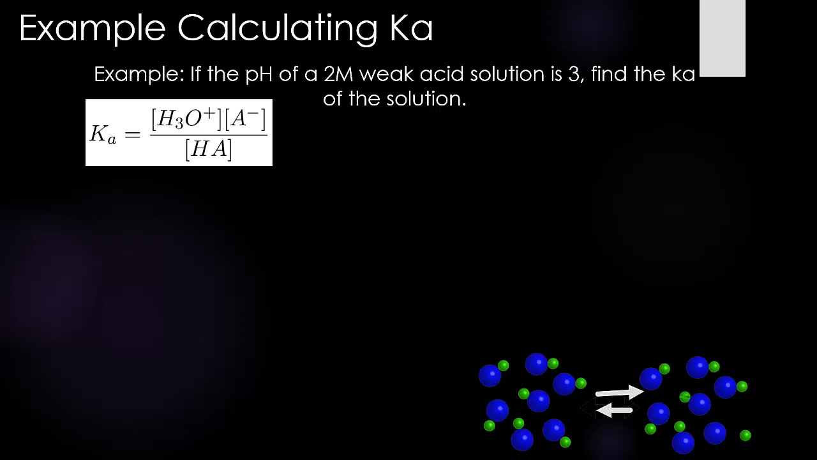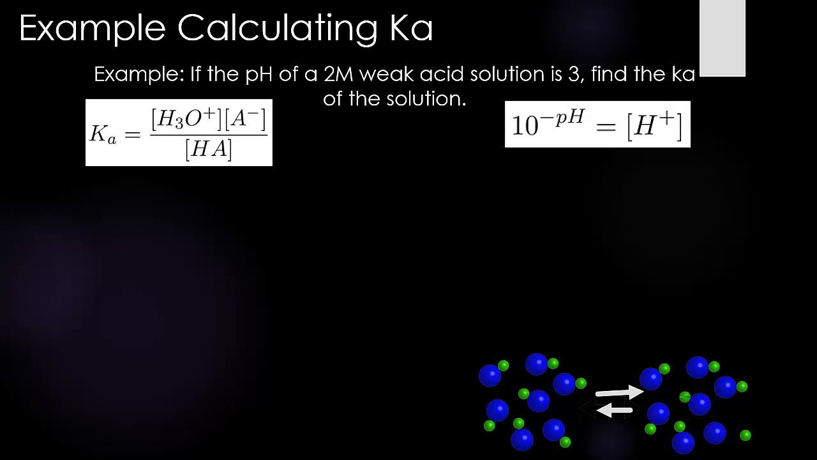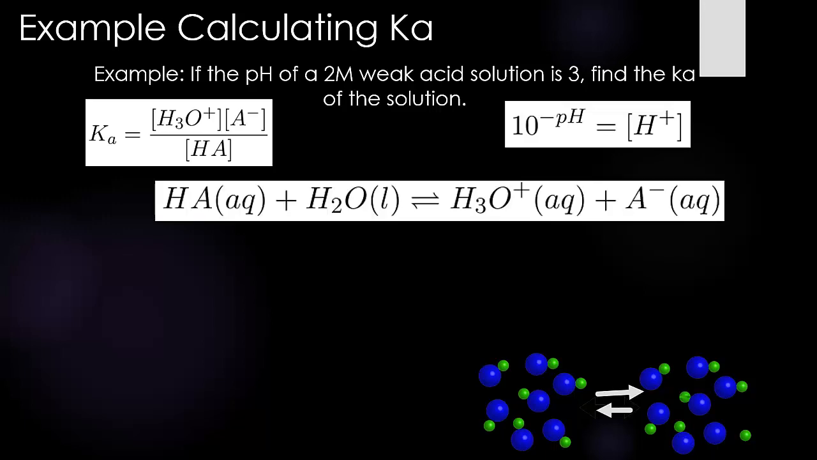First, let's write out all the things that we need to know. We know that Ka is products over reactants. We also know that 10 to the negative pH is equal to the hydrogen ion concentration. Now let's write out the equation and start our ICE chart. Because I don't know which weak acid it is, I've used a generic equation. We know that our initial value of HA is 2 molar.